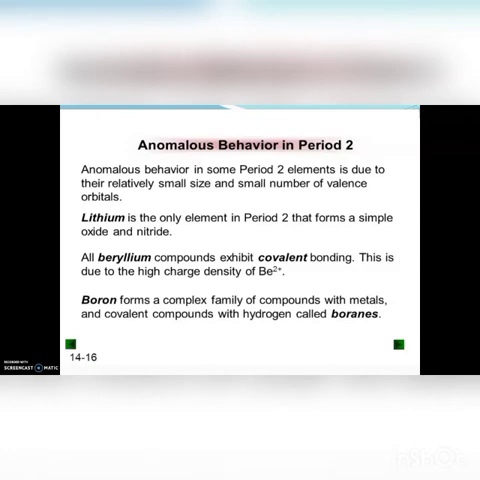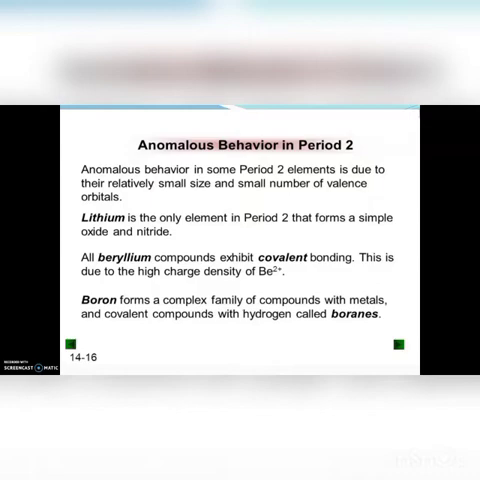And if we check the periodic table, the second period elements show some anomalous behavior. If we compare the periodic table to a classroom, in a classroom some students will show anomalous properties. Anomalous behavior means different properties or different nature. Similarly, in the periodic table, the second period elements always show some anomalous behavior.